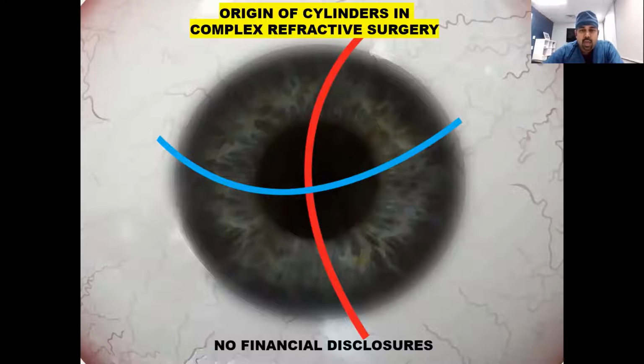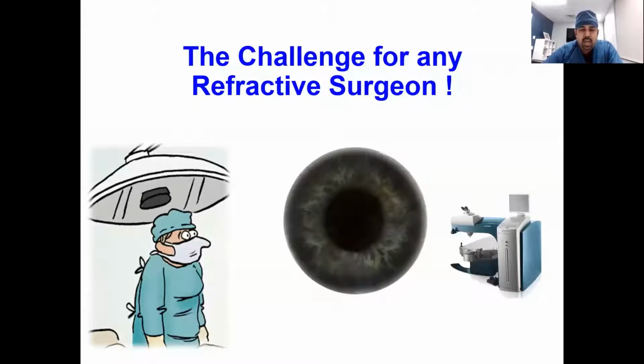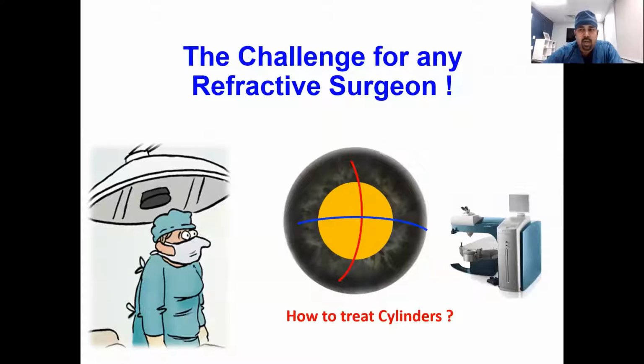I do not have any financial disclosures in this talk. Before we start, this talk emanated from the idea that a lot of times when we plan a correction on a patient for a cylinder, whatever correction we have on the cornea and whatever the patient has on refraction, they do not match. There's been a huge debate for several years on how to treat, which one to treat.